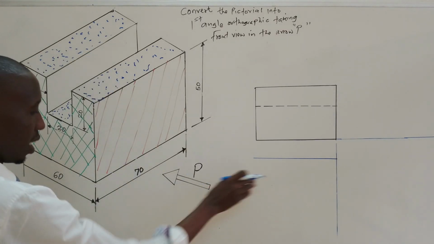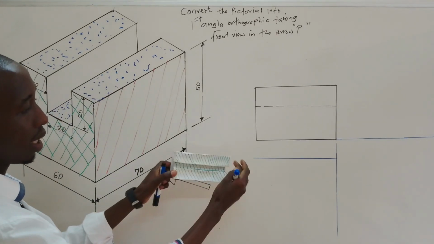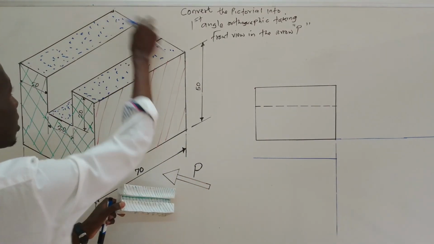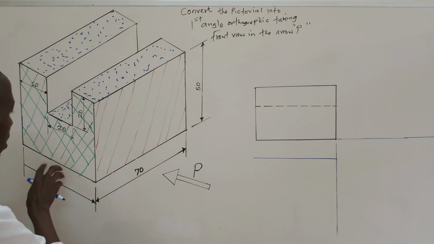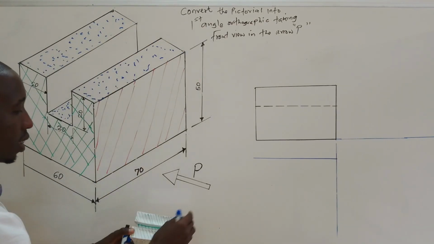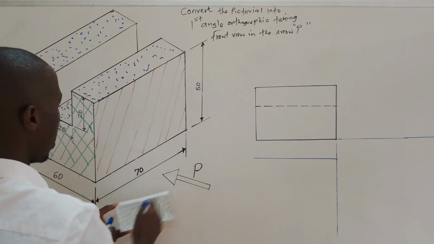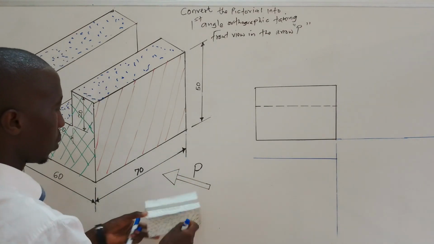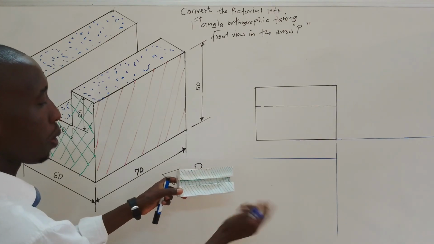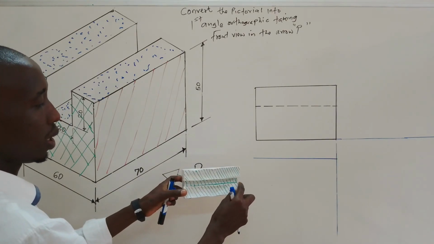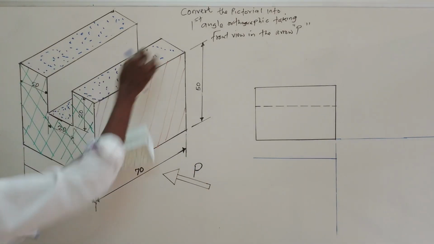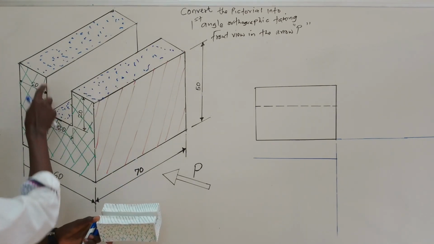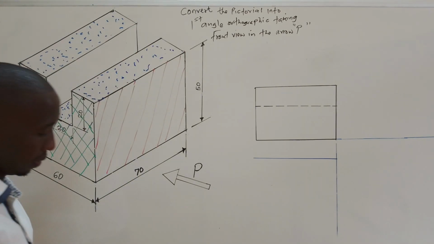Now I want to draw this one here. So you will have a measurement of this size, that is 60, because this is uniform, 60. So I will have 60, then we'll have 70. Now we have 70 by 60. Then we partition this: 20, 20, and 20. So I'll do that very fast.